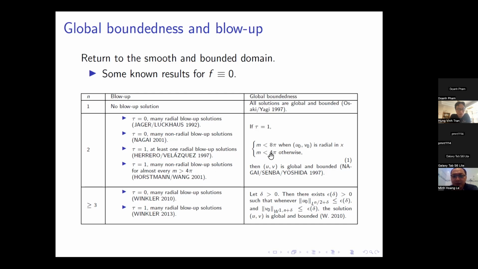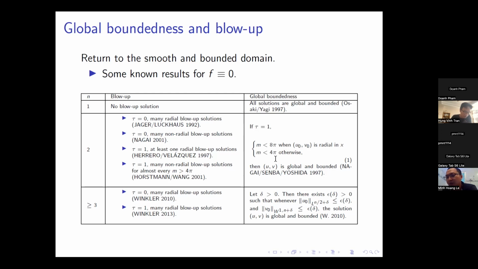So we have m less than 4 pi, we have global existence. M bigger than 4 pi, we have blow-up. So 4 pi is the critical mass for Keller-Segel in an open bounded domain, specifically in the unit ball for R2. But in terms of the analysis tool, they all use the Lyapunov functional and calculate the variation in order to establish the result here.